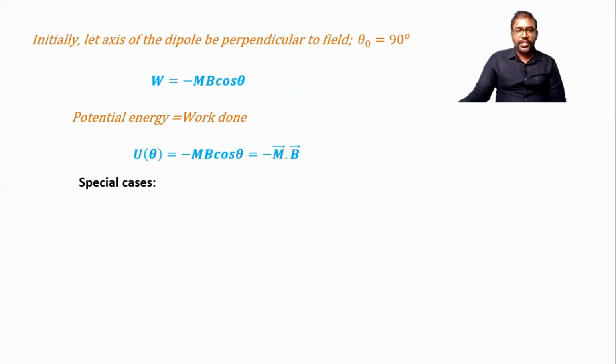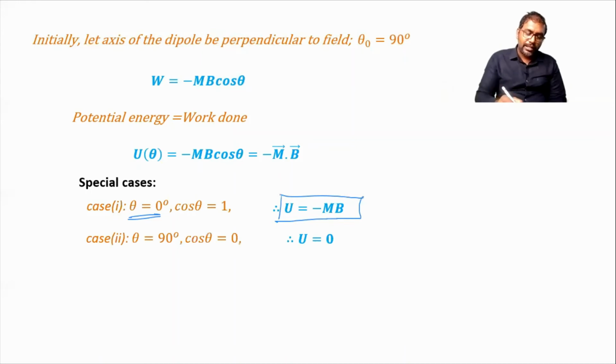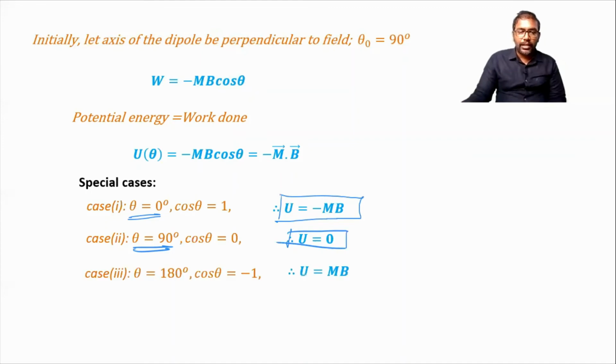Now let me learn the special cases. Case number 1: theta is equal to 0 degrees. You know that cos 0 is 1, so the potential energy is minus mb. Second case, theta is 90 degrees, then cos 90 is 0, so potential energy is 0. And the third case, theta is 180 degrees, then cos 180 is minus 1. So minus minus is plus, and potential energy is plus mb. These are some special cases of the potential energy.